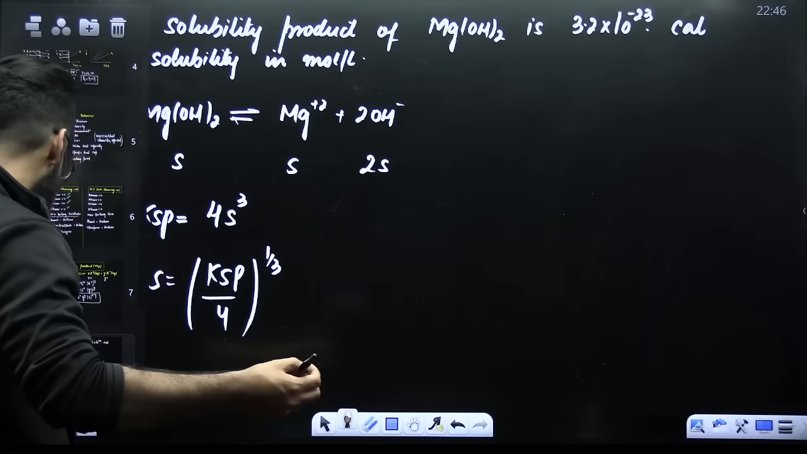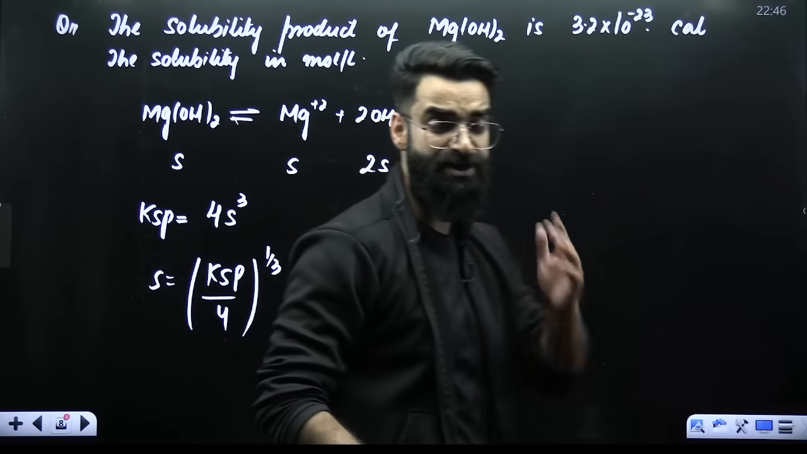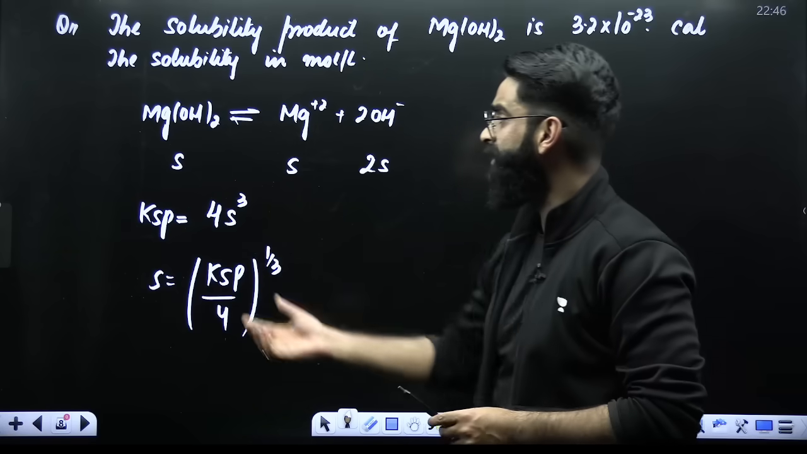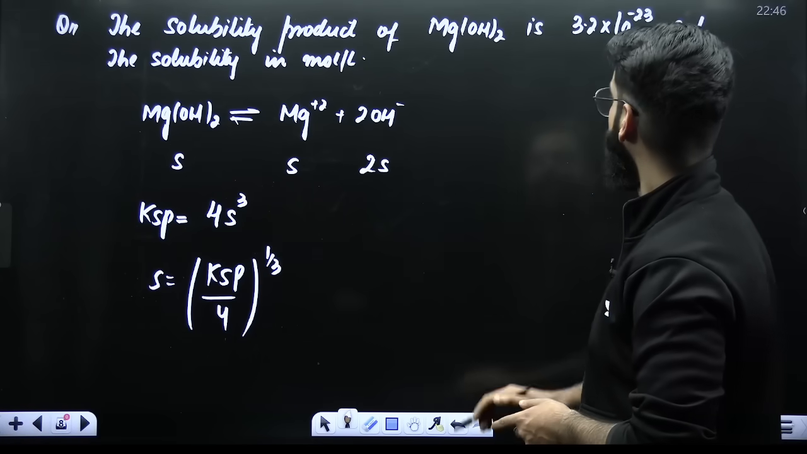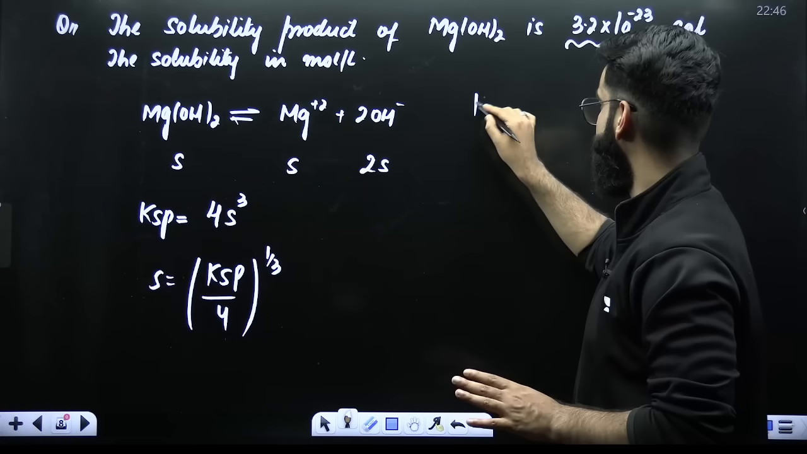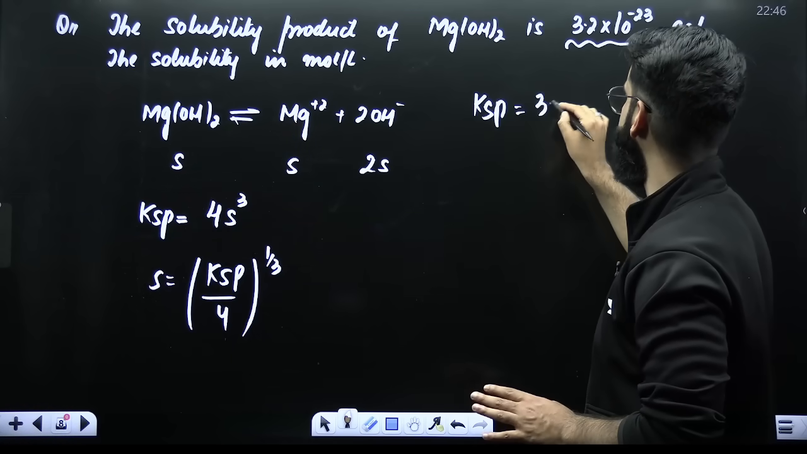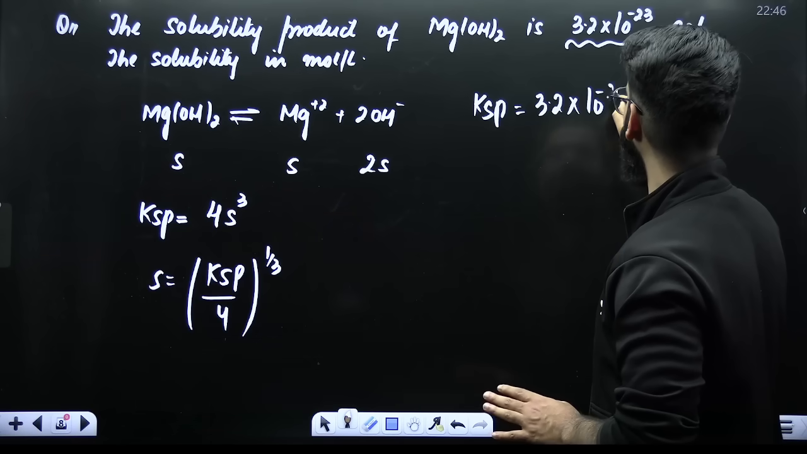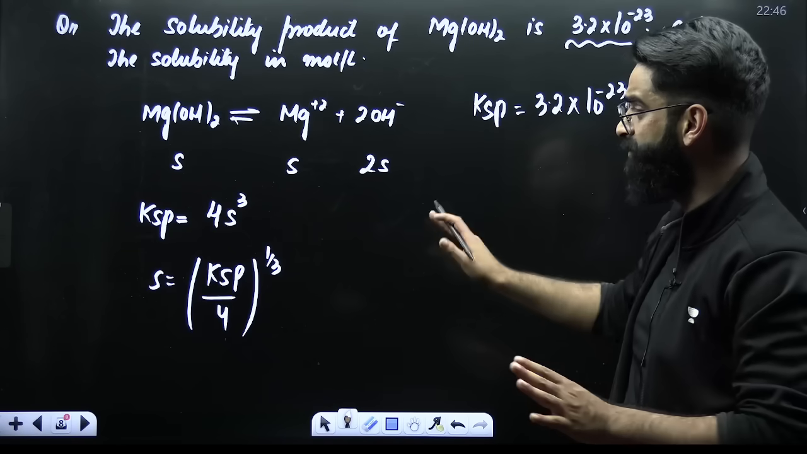A basic question, my dear students, is asked. A basic question is asked. For example, you have got a question wherein, my dear students, the KSP of Mg(OH)2 is given to us, which is 3.2 into 10 raised power minus 23. This is the KSP of Mg(OH)2.